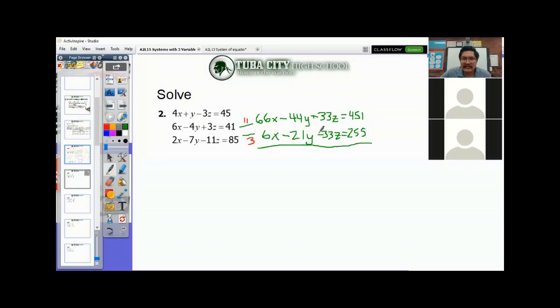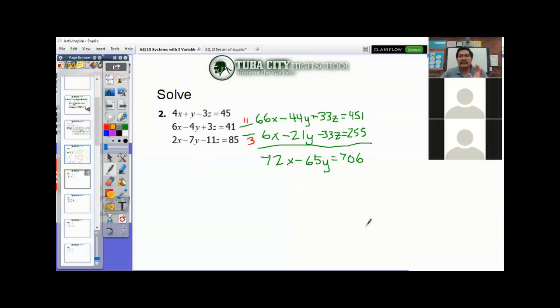I'm going to, again, double check my signs, make sure I didn't reverse anything, because that is something that happens a lot. All right, 66 plus 6 is 72. Minus, and in this case, I'm going to have to combine these 2 negatives. And let's see, 255 plus 451. And that's going to be 706. All right, so there we go. That was the first one.